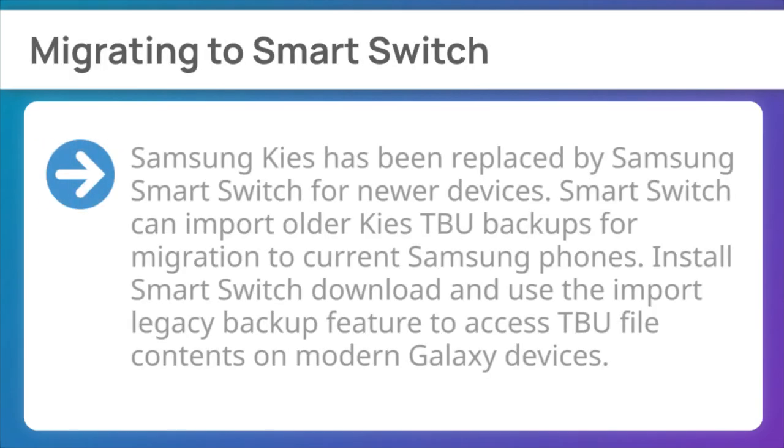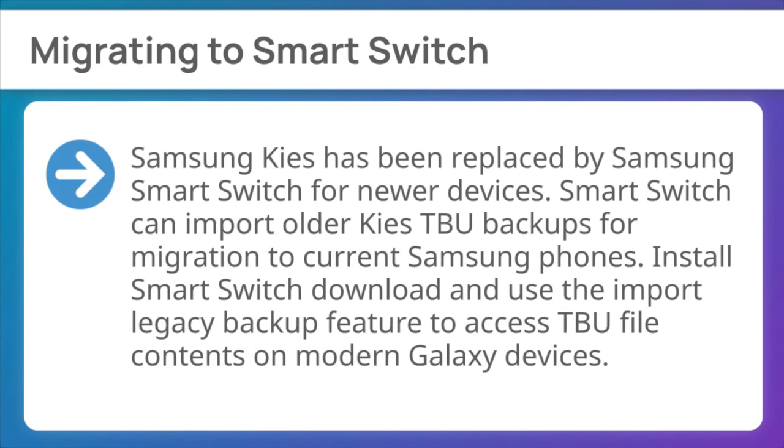Next, migrating to Smart Switch. Samsung Kies has been replaced by Samsung Smart Switch for newer devices. Smart Switch can import older Kies TBU backups for migration to current Samsung phones. Install Smart Switch and use the Import Legacy Backup feature to access TBU file contents on modern Galaxy devices.